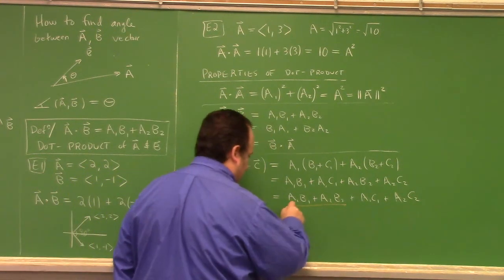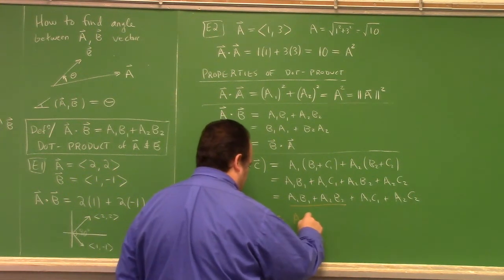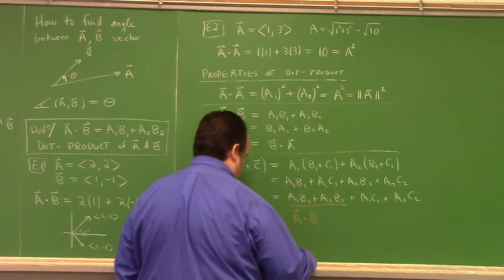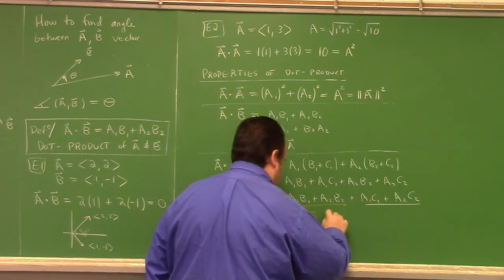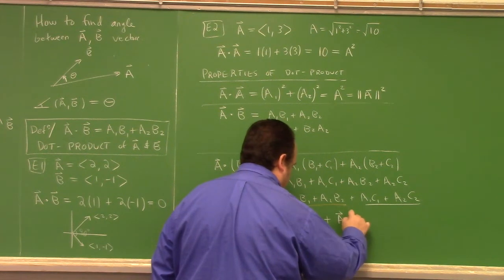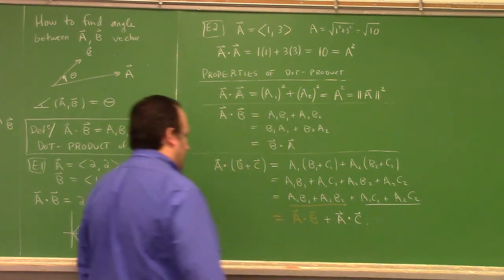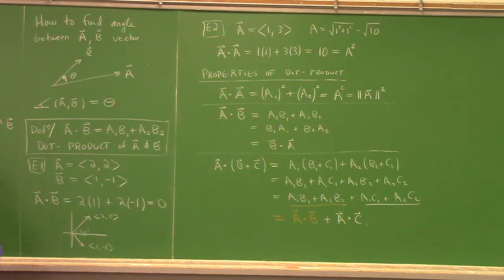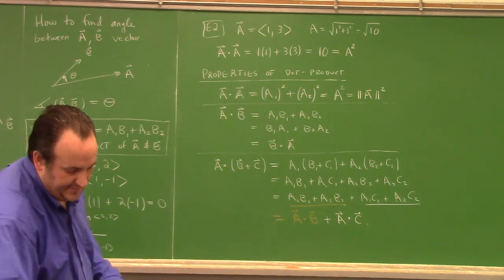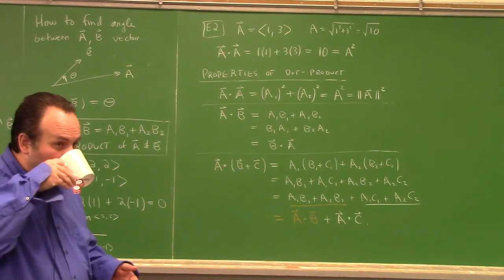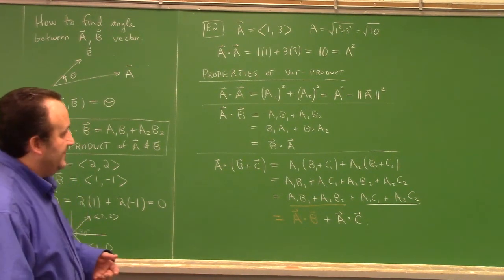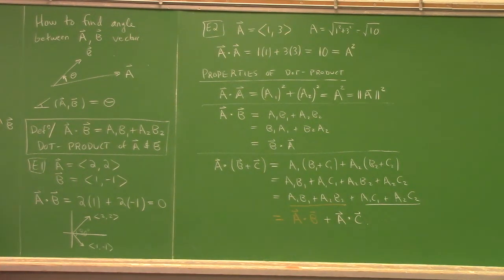These two right here give me A dot B, and these two right here give me A dot C. So the dot product has this distributive property. It distributes across addition. So this is a pretty neat new operation we're learning here, this dot product. But what does it have to do with angles? What does it have to do with angles? Well, remember the law of cosines?